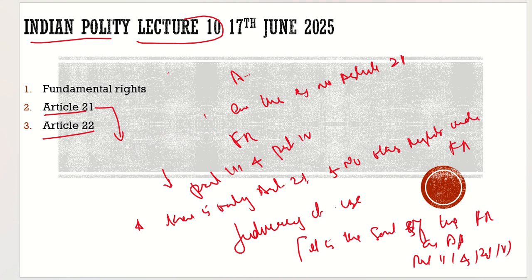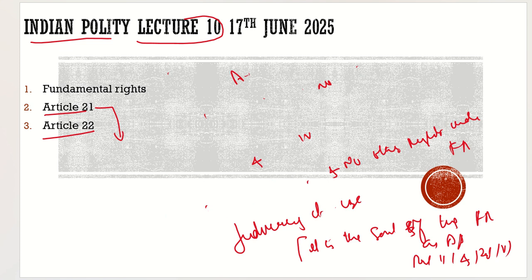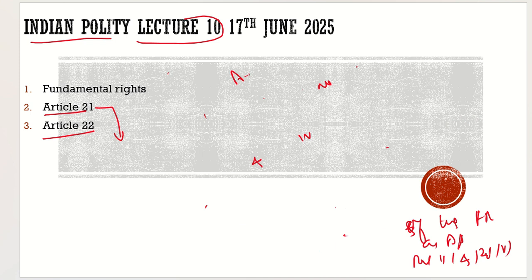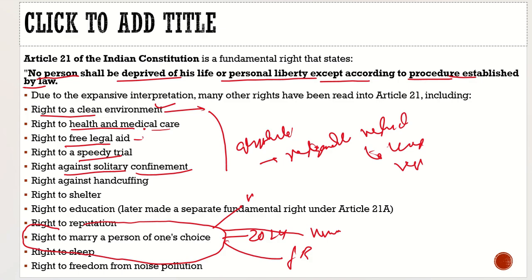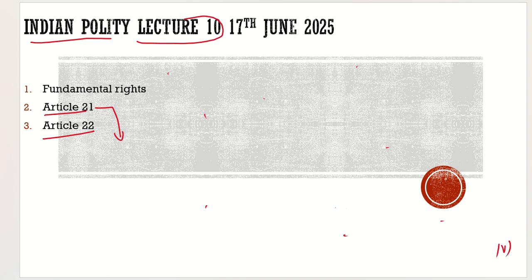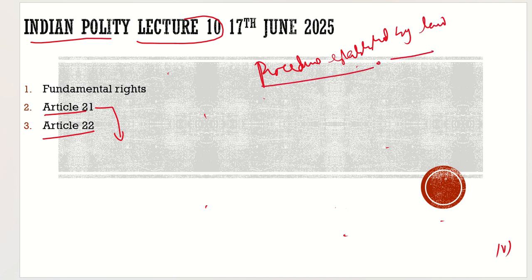Procedure established by law. Let's try to understand this concept. Then we will discuss a few judicial judgments from the Supreme Court with respect to that, and how we changed it from procedure established by law to due process of law. Here let's try to understand what this procedure established by law is. Let me give an example.